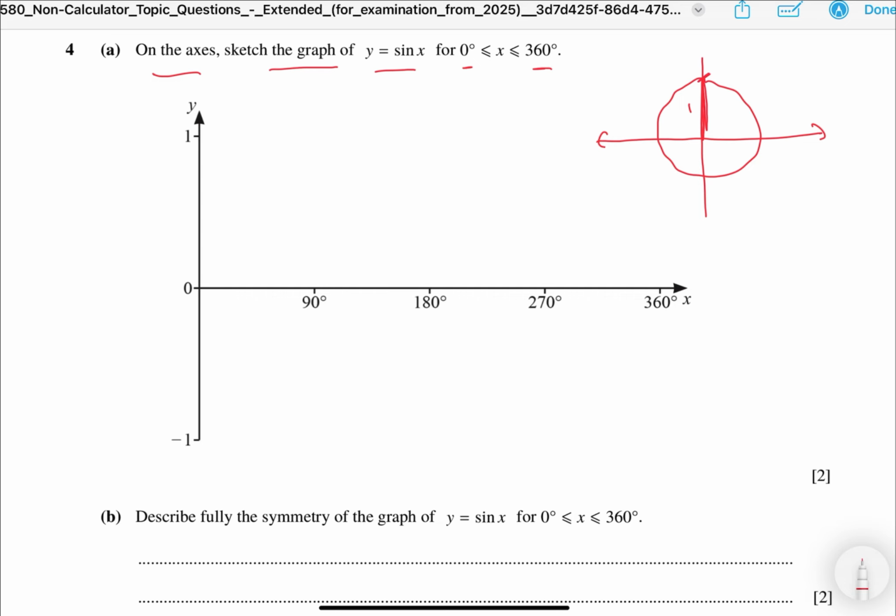So what would be this coordinate? This coordinate would be 0, 1. This coordinate would be 1, 0. This coordinate would be negative 1, 0. And this coordinate would be 0, negative 1.